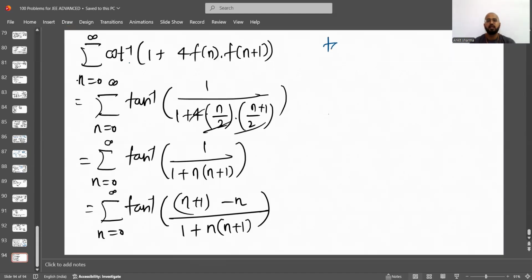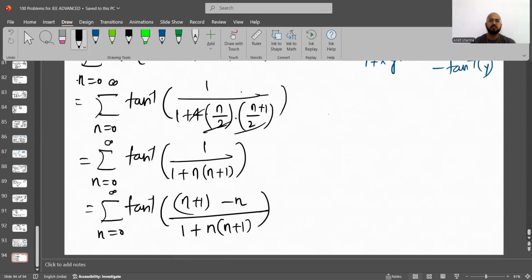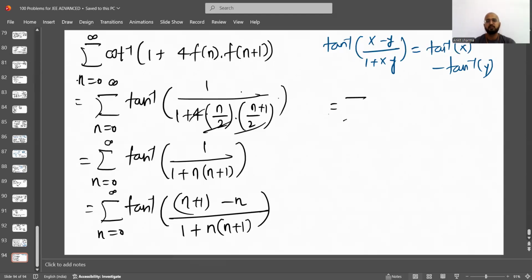If you recall, tan inverse of x minus y over 1 plus x into y. So we are solving for the principal value branch, of course. That means this is going to be tan inverse of x minus tan inverse of y. So this could be further written as sigma n is equal to 0 to infinity tan inverse of n plus 1 minus tan inverse of n.